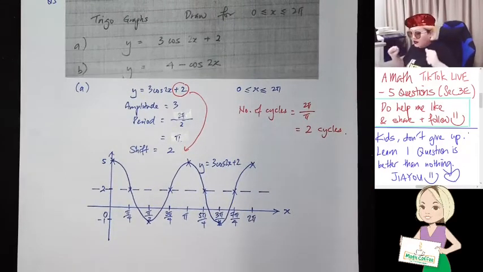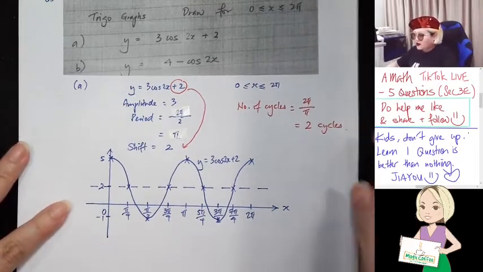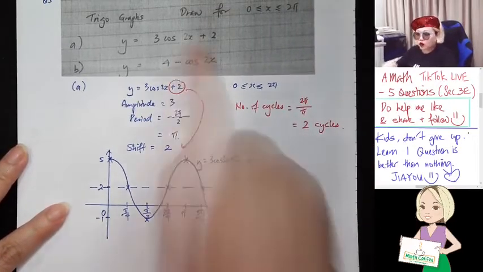Okay, we are reaching the last question. Well done. Okay, one more cosine graph. And this time round, if you notice, it is minus cosine 2x.